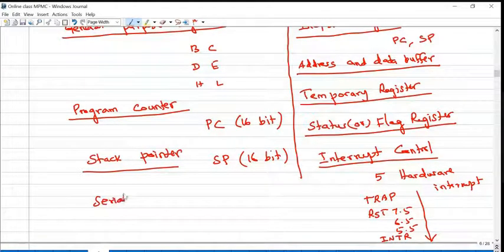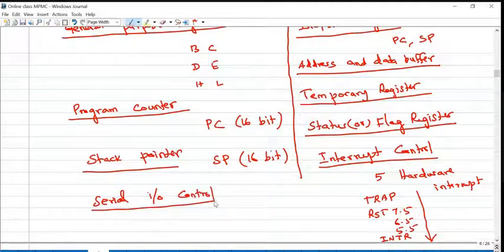Then what else is present? Serial input and output control. So there is a serial input data pin and a serial output data pin. Two dedicated pins are used in the 8085 microprocessor for getting data serially from the external world or transmitting data serially to the external world. This is serial control.